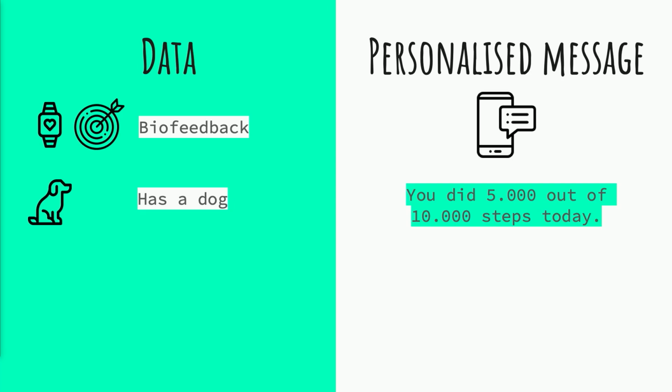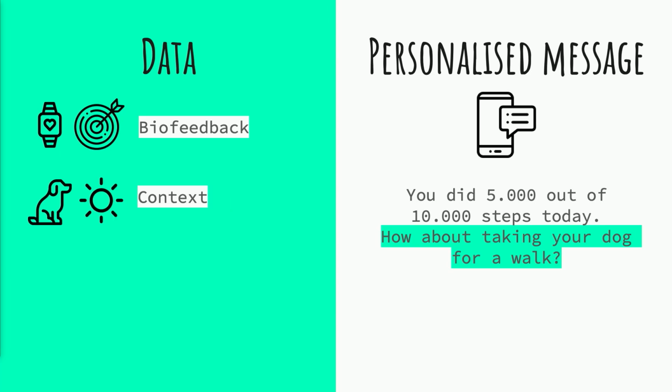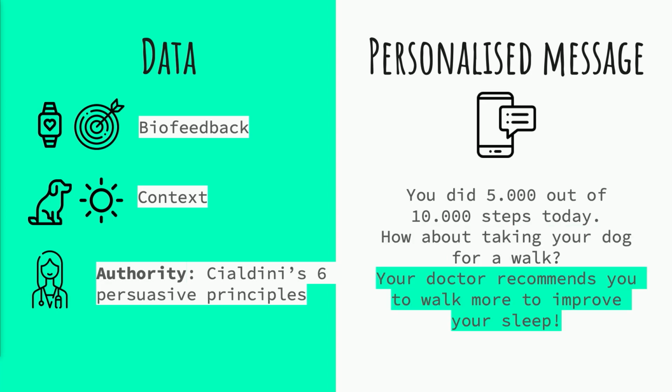Then we know, for example, for this person from the conversational interface that this person has a dog, and we also know that it's nice weather, which we know from the background data. So we can again combine those: how about taking your dog for a walk? So it's like a push to go do something. This is called the context part of the personalized message, and then we can use, for example, one of Cialdini's 6 persuasive principles. As an example: your doctor recommends you to walk more to improve your sleep.